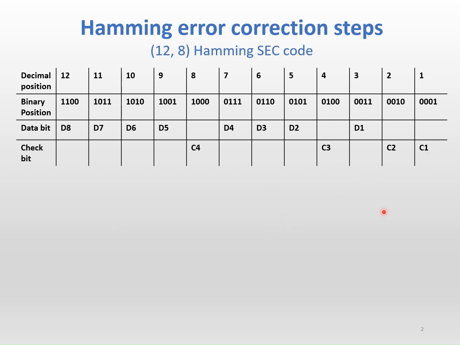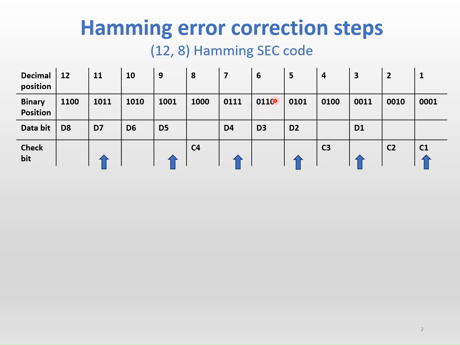Now these positions are telling which data bits check bit 1 will cover. Check bit 1 has a 1 in the first place, no? So it will cover the data in the position numbers where there is a 1 in this place. Here there is a 1, here there is a 1, here there is a 1.